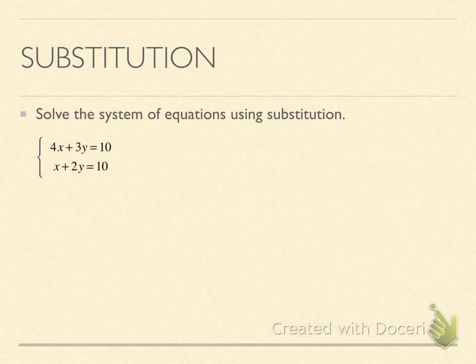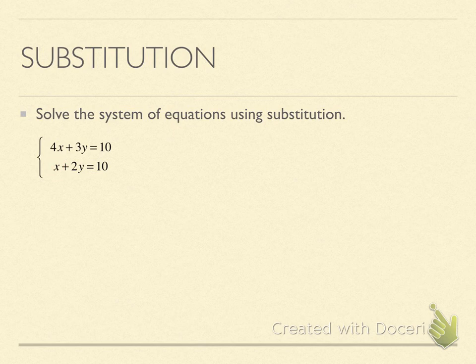So let's apply that technique to this system of equations right here: 4x plus 3y equals 10 and x plus 2y equals 10. We have to start by picking one of these equations and one of the variables to solve for, to isolate. Looking at all of the variables, I've got 4 different variables to choose from. I feel like this one's going to be the easiest to solve for because there's no coefficient in front. I won't have to divide by anything, which could potentially lead to fractions.